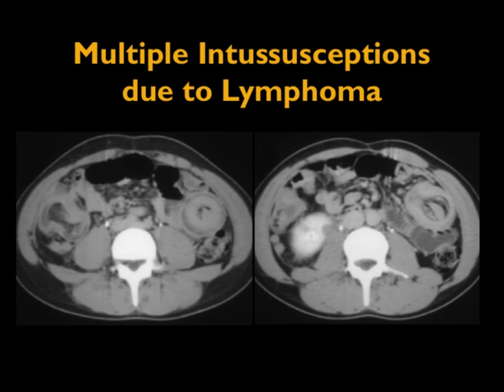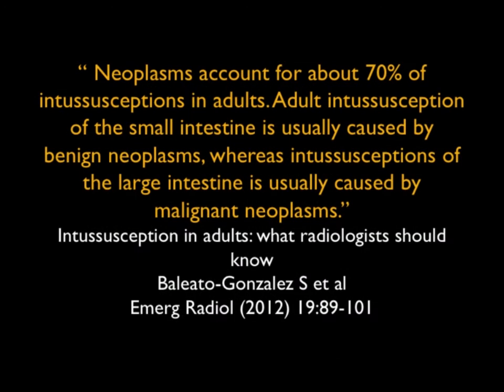Now, lymphoma is also one of the things that gives you intussusception, and it's one of the more common things that gives you multiple small bowel intussusceptions in adults. Neoplasms account for about 70% of adult intussusceptions, more commonly benign tumors, whereas intussusceptions of the large bowel are caused by malignant tumors, just a good rule.